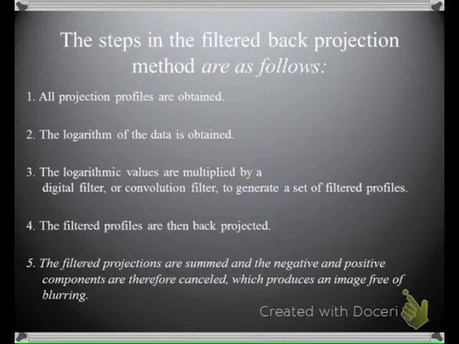The steps in the filtered back projection method are as follows. All projection profiles are obtained. The logarithm of the data is obtained. The logarithmic values are multiplied by a digital filter or convolution filter in order to generate a set of filtered profiles. The filtered profiles are then back projected, and the filtered projections are summed, and the negative and positive components are therefore cancelled, which produces an image free of blurring. You really don't have to understand these steps 1 through 4, but what you need to understand is that ultimately this produces an image free of blurring.